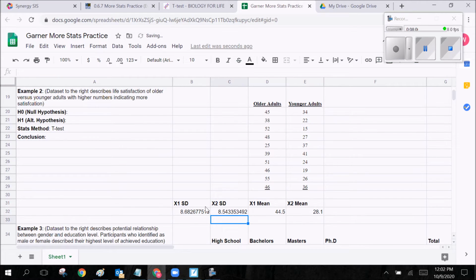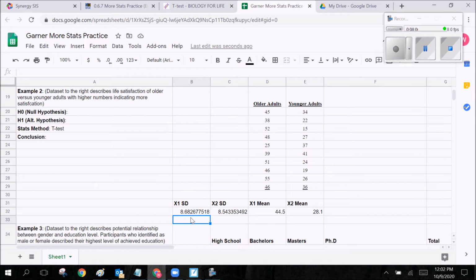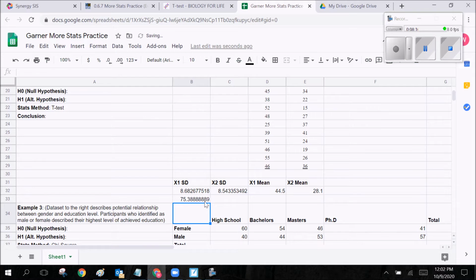And I got that. Okay, so now I know that according to this equation, I need to actually take those standard deviations and square them. So I'm going to go ahead and do that really quick. I'm going to say equals this number. Okay, shift 6 for my little caret key, a 2 for my exponent, and there is my number. And I can just drag this box over to have it calculate it for this one as well. So we're good to go.